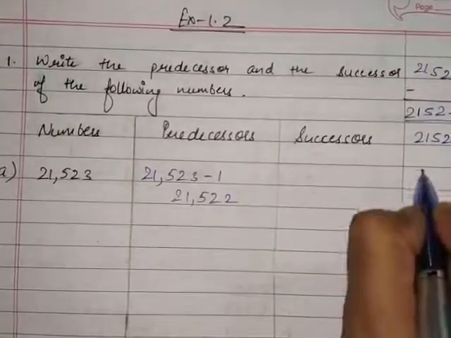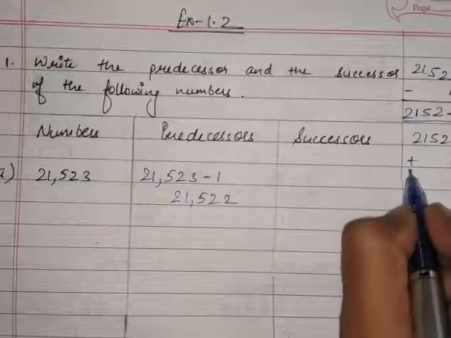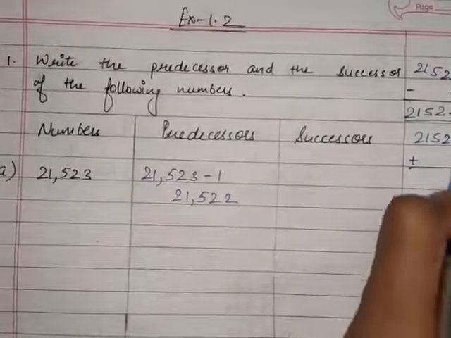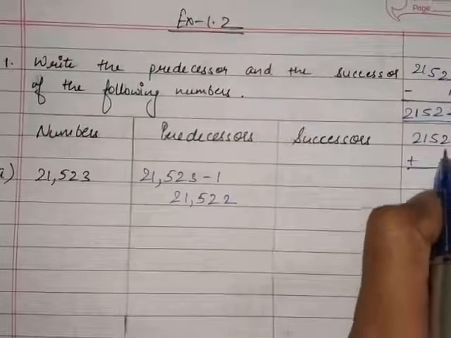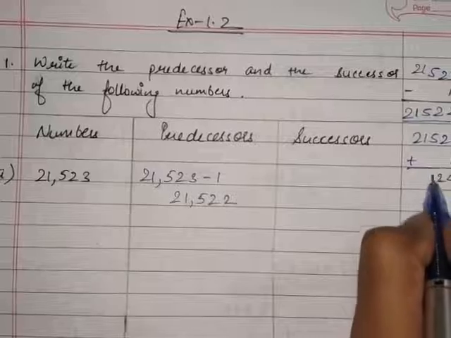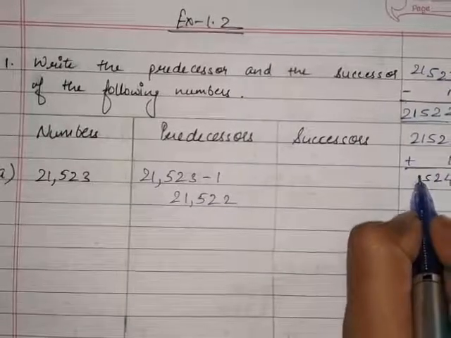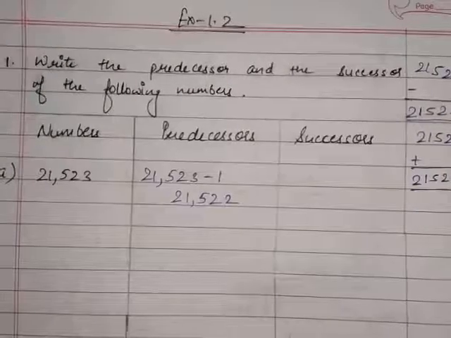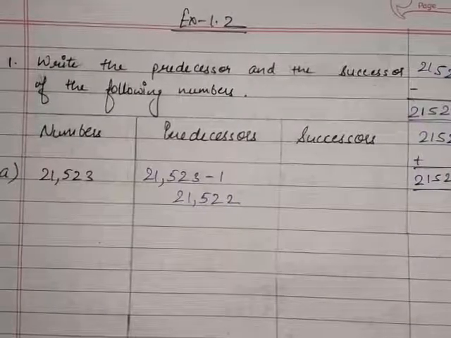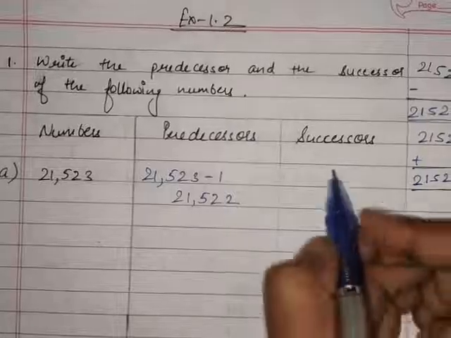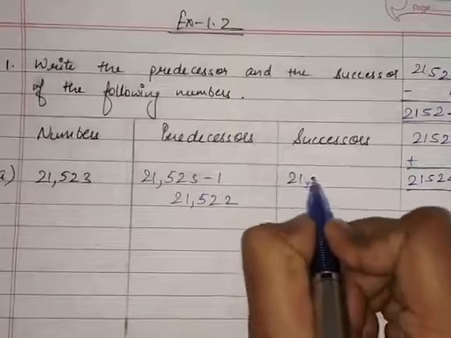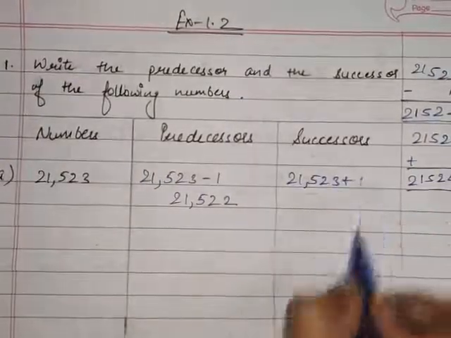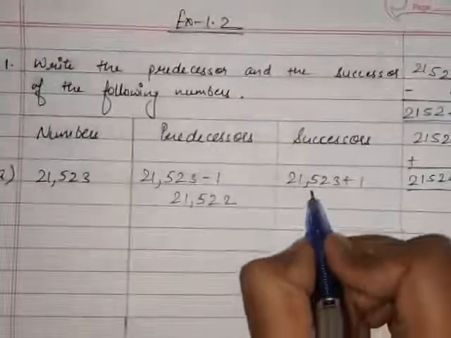21,523. What will we add? 1 to the number. So what will we get? We will get the successor. 3 plus 1, 4. 2 plus 0, 2. 5 plus 0, 5. 1 plus 0, 1. 2 plus 0, 2. So what is the successor of the number? It is 21,524. See, how will we do it? 21,523 plus 1.